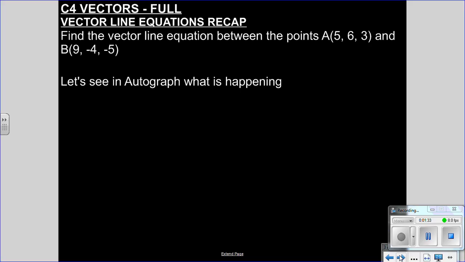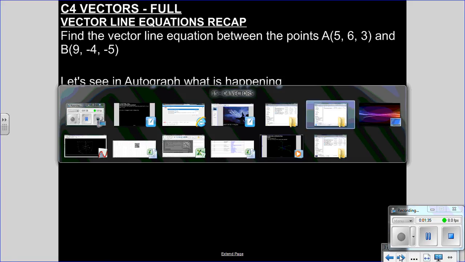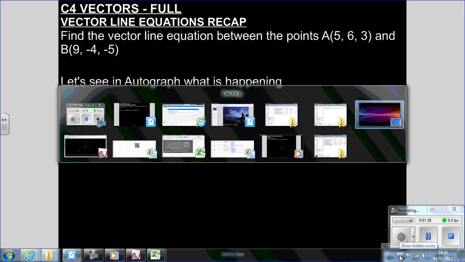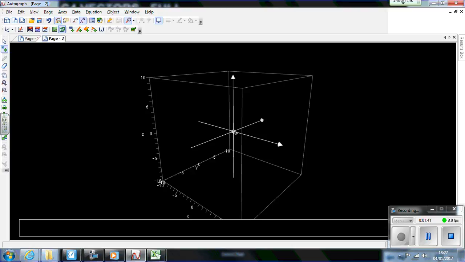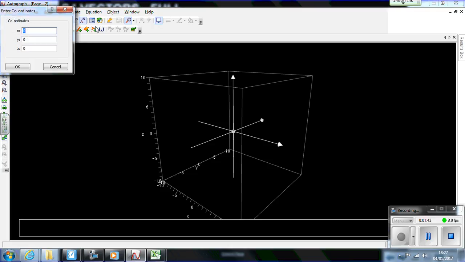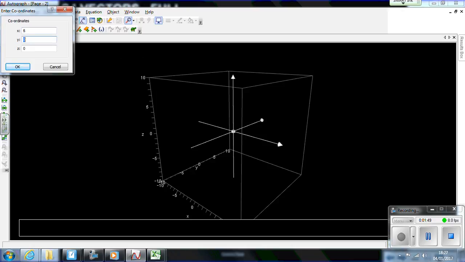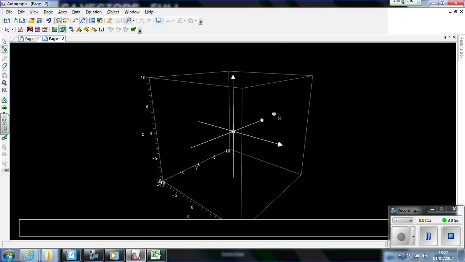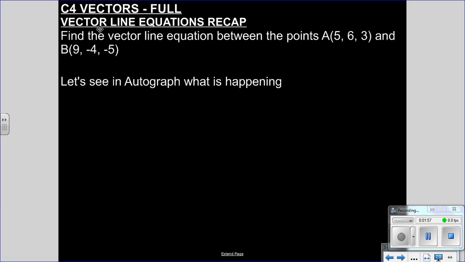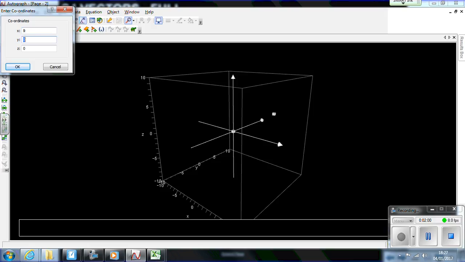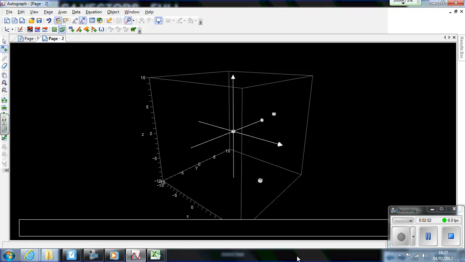So I've got 5, 6, 3. Okay, so this is the origin here. Look at that, 3D Autograph going up in the world. So we've got 5, 6, 3. That's the point A, that cube that just turned up in space. And also we've got 9, -4, -5. So there we go, there's our second cube in space. So this is our A, and this is our B.